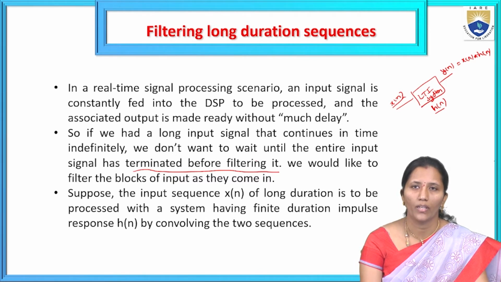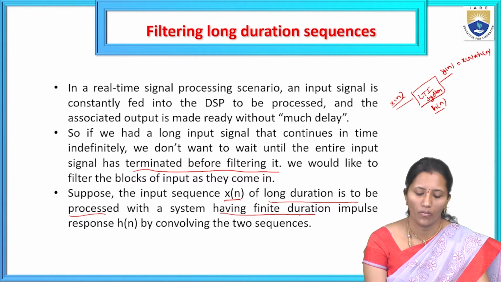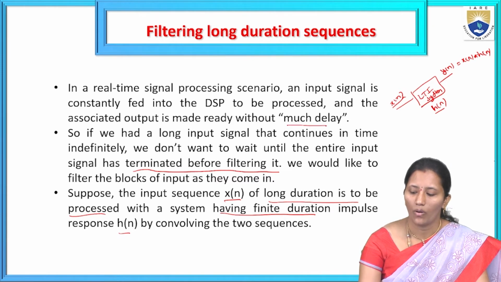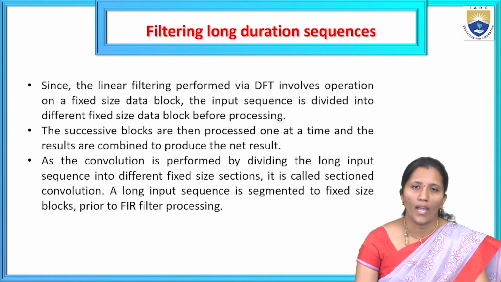So for that we go for two processes, the overlap add method and the overlap save method, for filtering long duration sequences. Suppose the input sequence x of n of long duration is to be processed with a system having finite duration impulse response h of n. By convolving the two sequences, we will get y of n, but it will take much delay. To store the linear convolution of the long duration input sequence with h of n will be difficult.